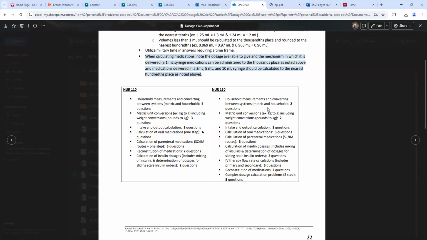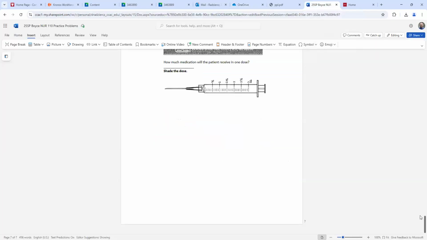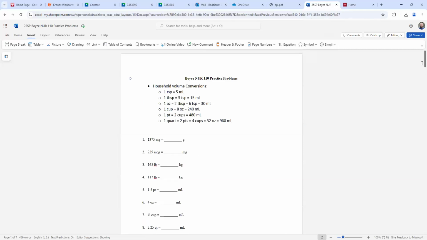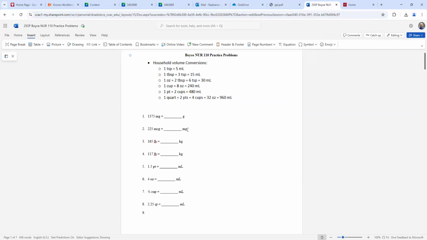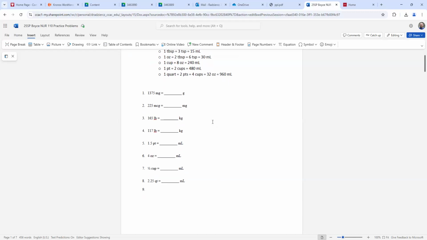They don't do reconstitution, and they do a different intake output calculation, but you can still get the information out of it. I recopied the 110 practice problems and left this in the archive folder. I'm going to move it out. These are all still the same problems; I didn't change anything on these. There's not a key for this.